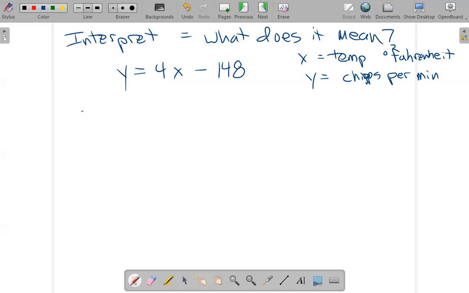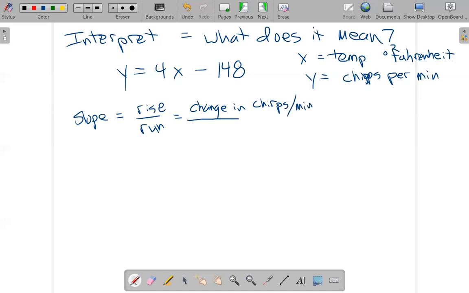So I want to interpret the slope first. Slope, that's our rise over our run. And I'm not just writing this down for you, I'm writing this down for me, otherwise I can't figure this out. My rise is a change in chirps per minute. My run, that's the x, that's a change in temperature. And I found the slope was 4. Now I need to write it as a fraction. So I'm going to go 4 over 1.